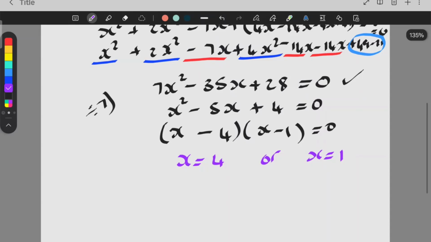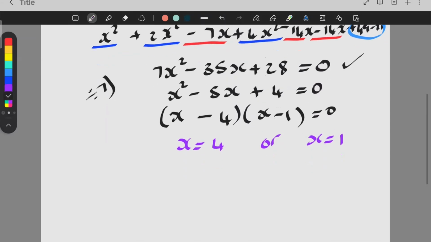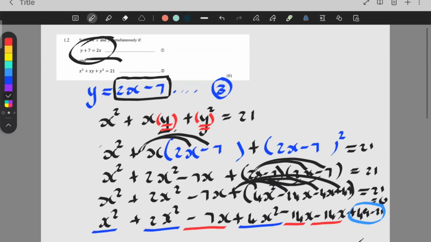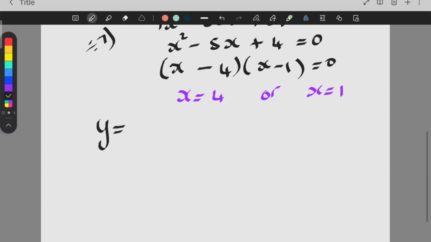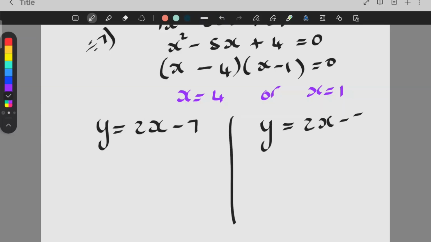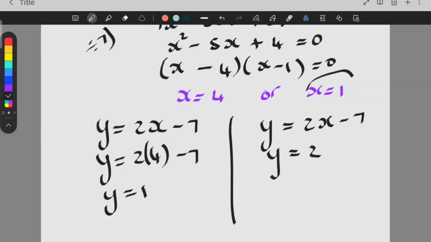But remember, don't forget, you have to solve for x and y. So now I'm going to write one of these equations down, this one or this one. I think I'm going to write equation 3 down: y is equal to 2x minus 7. I write it down twice because I want to solve for y. So y is equal to 2 times, then I'm subbing in this 4, so times 4 minus 7. I get my y to be 1. And then I do the same on this side too, but I sub in this one now, so this is times 1. I get my y to be negative 5.